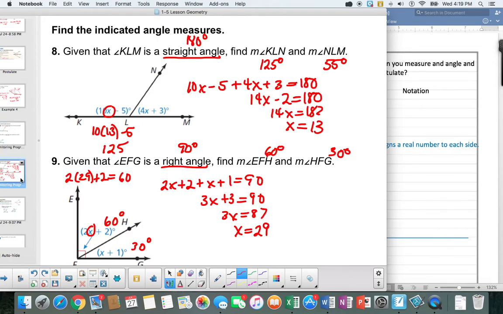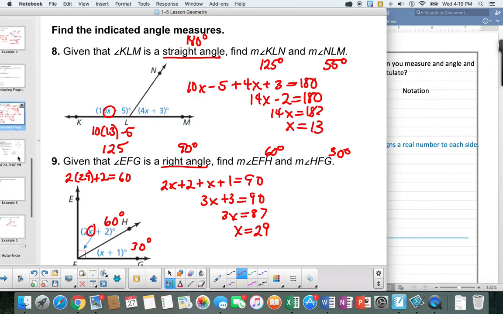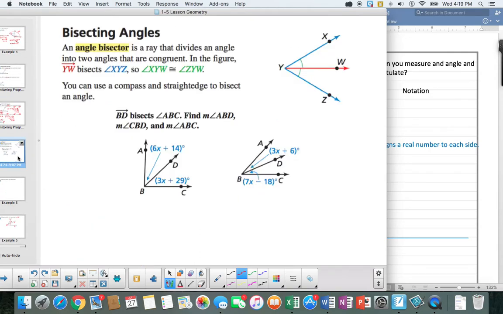Here are the answers. All right, as soon as you figure out what x is, you need to put x into the expression for these angles, and then you find the angles. Okay, let's talk about an angle bisector. That's the vocabulary word. That should be in your notes. You should copy the picture.